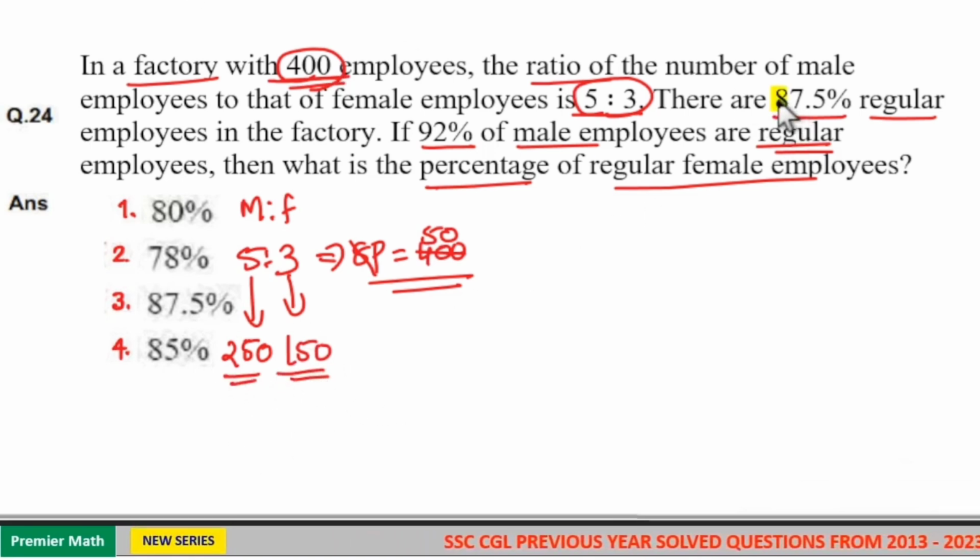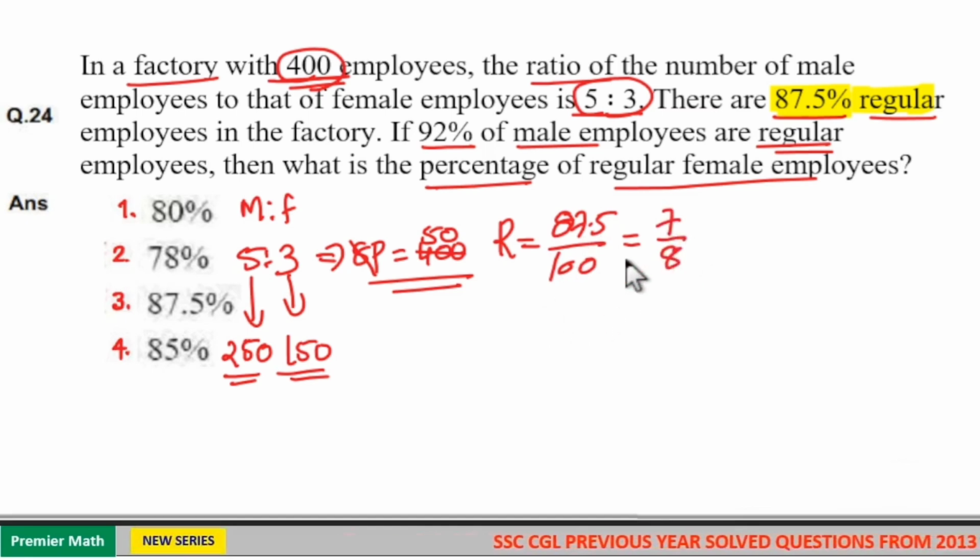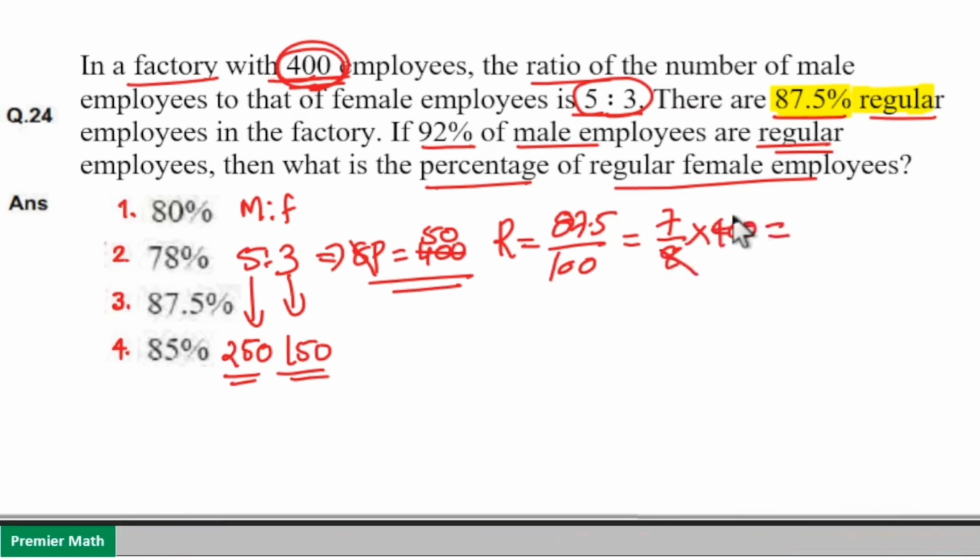And here 87.5% are regular employees. 12.5 into 7 is 87.5. 12.5 goes 8 times in 100. So 7 by 8 part is 87.5 percentage. So 7 by 8 of 400 total employees are regular employees. 8 goes 50 times in 400. 7 into 50, 350 employees. So regular employees are 350. Out of 400, 350 employees are regular.